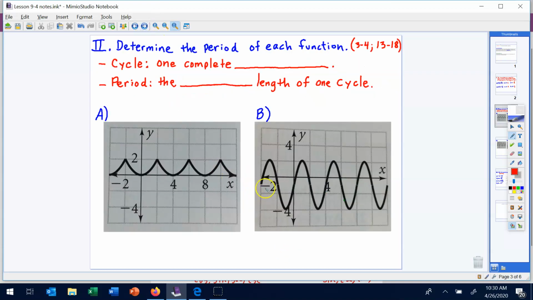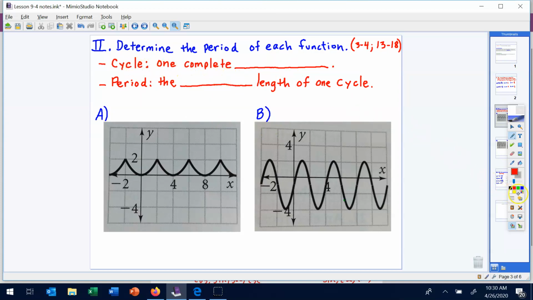Okay? Now, let's talk about this idea of a cycle and a period. I'm going to give you some definitions, and then we're going to look at how that relates to these graphs. You'll be doing some problems like this. Also, really pretty easy problems. Well, first of all, let's get some definitions.